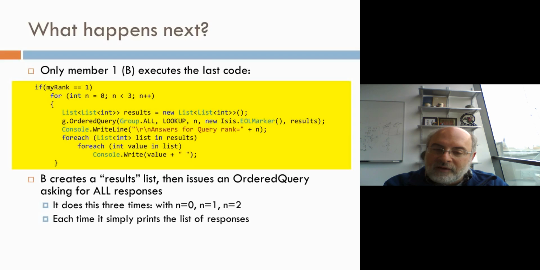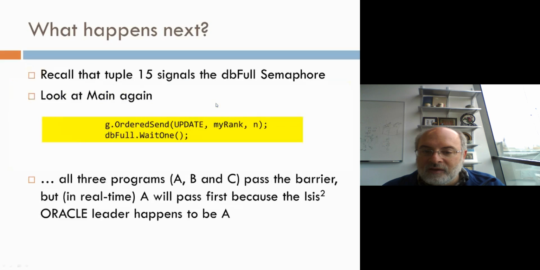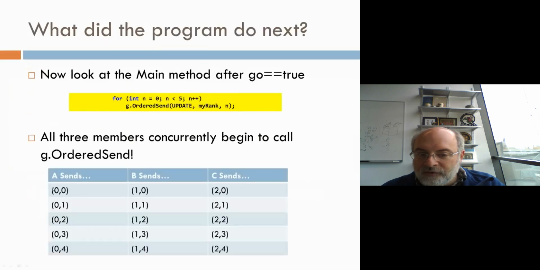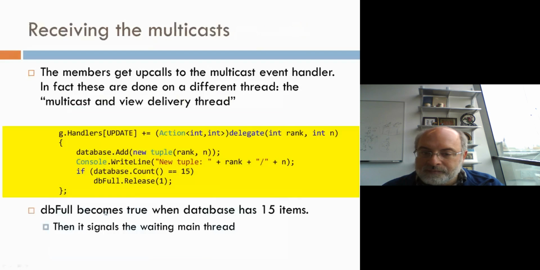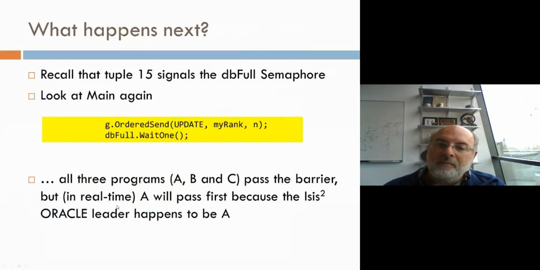So these ordered queries, what happens is we set up a list for the results. We issue an ordered query that calls the lookup routine, and what it says is look up the tuples inserted by the guy with rank n. N is 0, 1, 2. So you're expecting to see the A tuples for 0, the B tuples for 1, and the C tuples for 2. And the real values we're getting back are the values 0, 1, 2, 3, 4. Okay? And we'll see that in a minute.